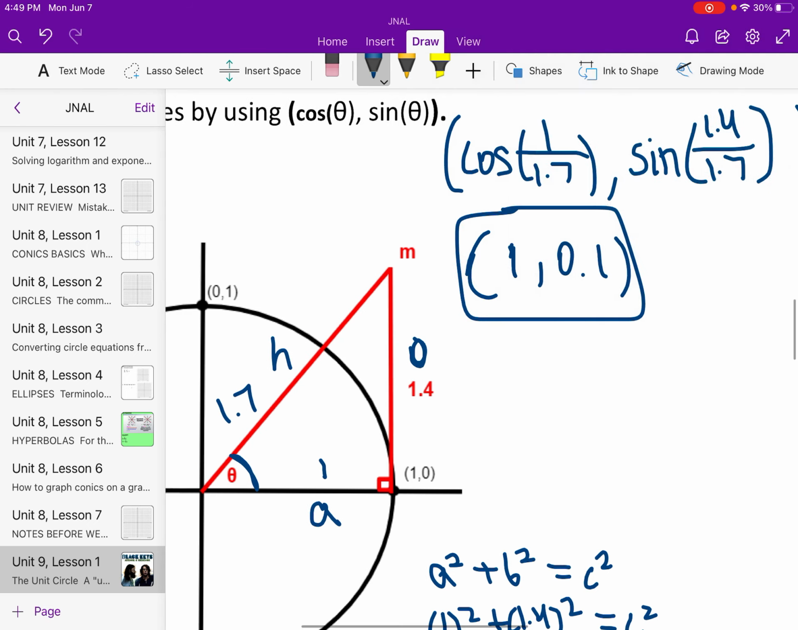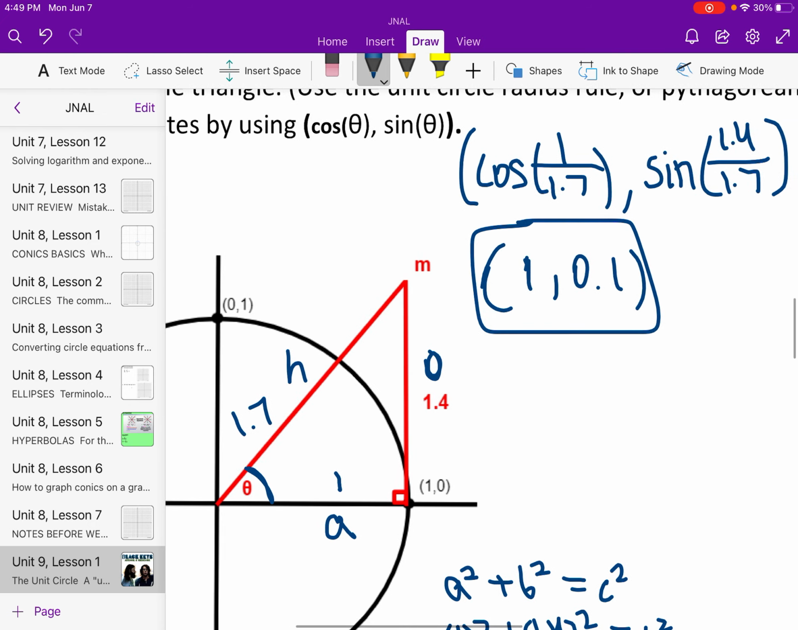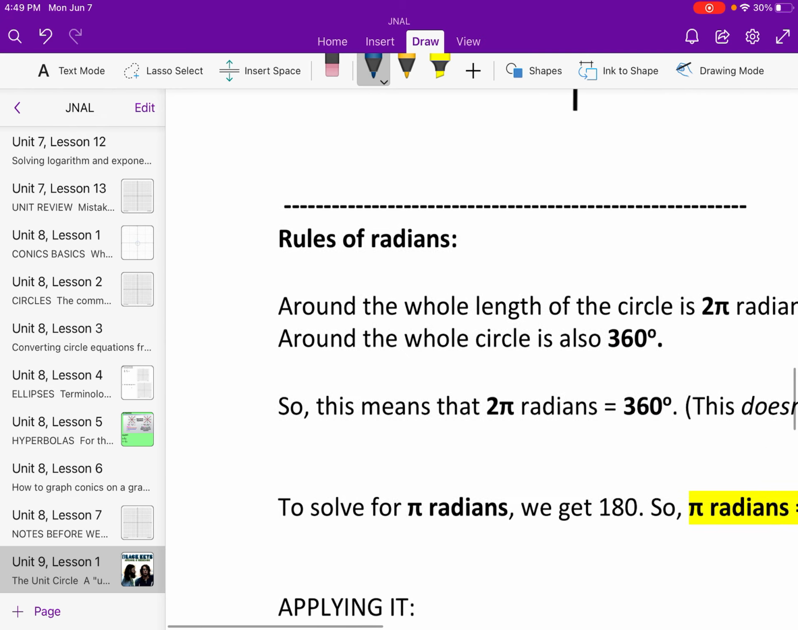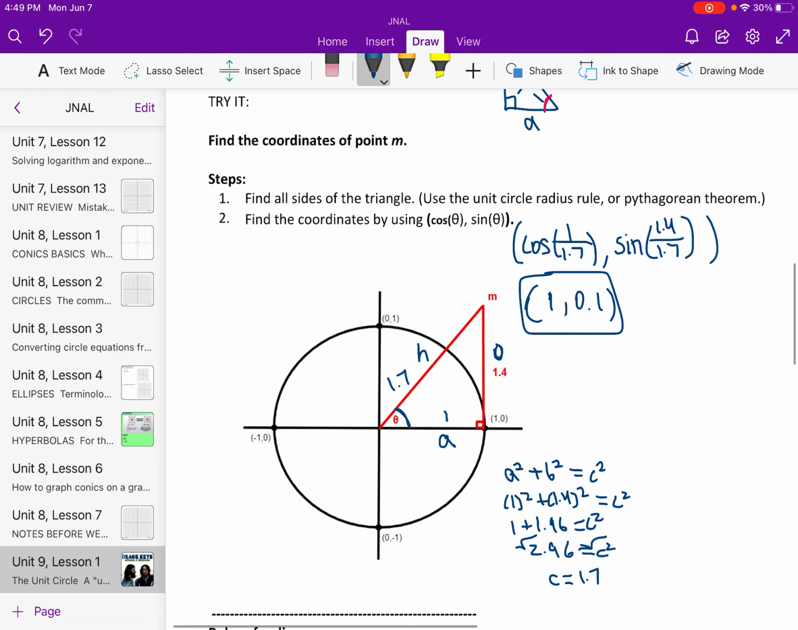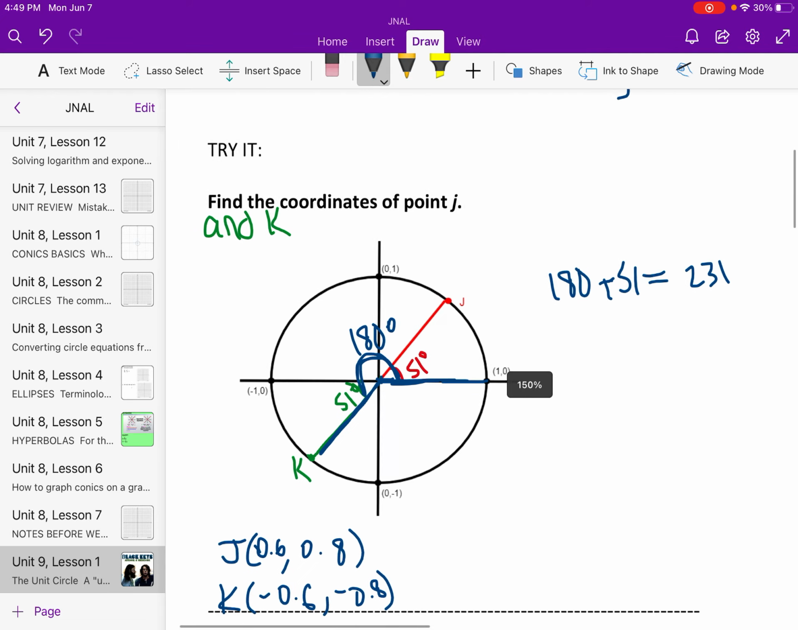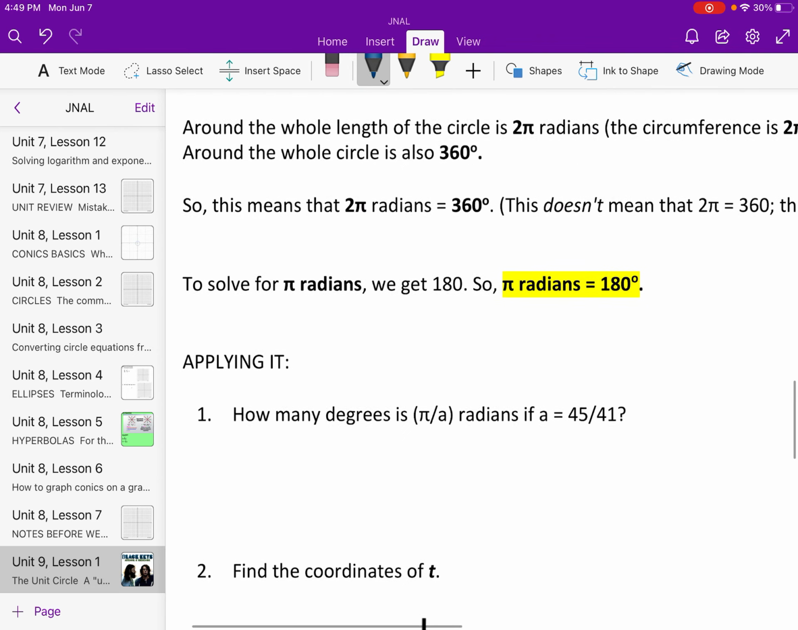It almost looks like the point would be 1.2. But that's just because that's not to scale. So sorry about that. But this isn't necessarily something you would have to do. You usually would just use this rule above here. It's rare that you would have to use SOHCAHTOA, but I just put that there in case you had to.